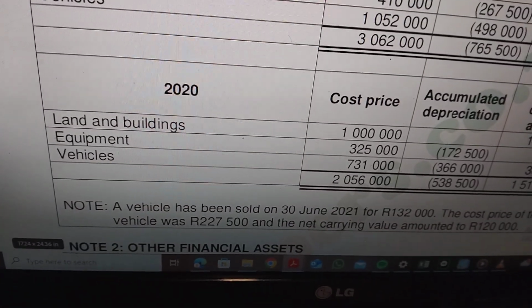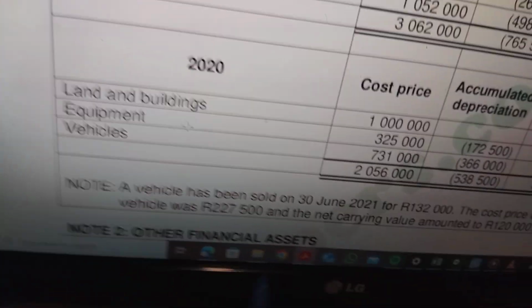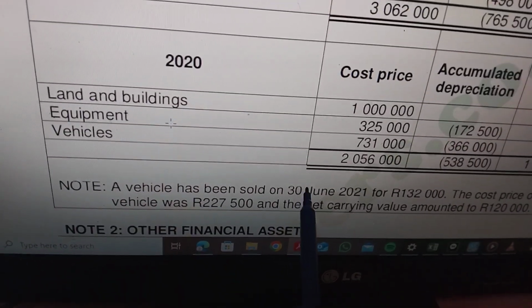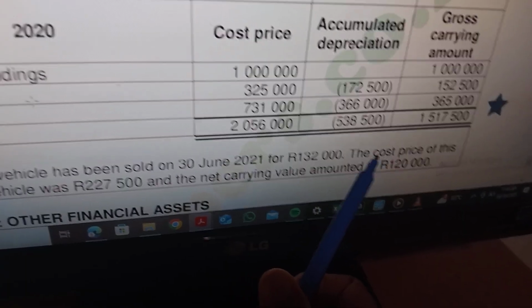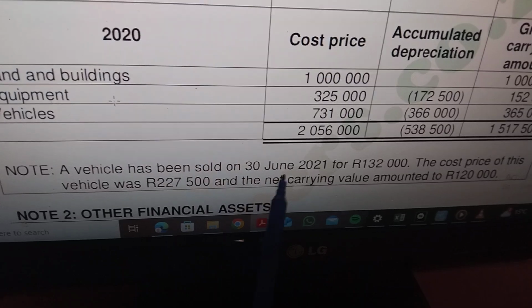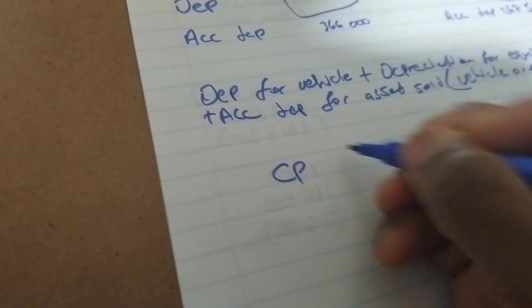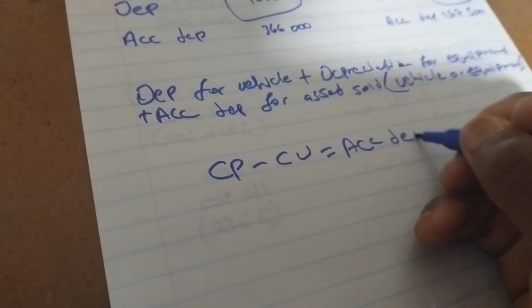If you can check down here, they said to you that a vehicle has been sold on the last day of June, at the end of our financial period, for 132,000. The cost price of this vehicle was 227,500 and the net carrying value amounted to 120,000. So how are you going to get it? You're going to say cost price minus carrying value is going to give you what? Accumulated depreciation. This is what you are looking for.